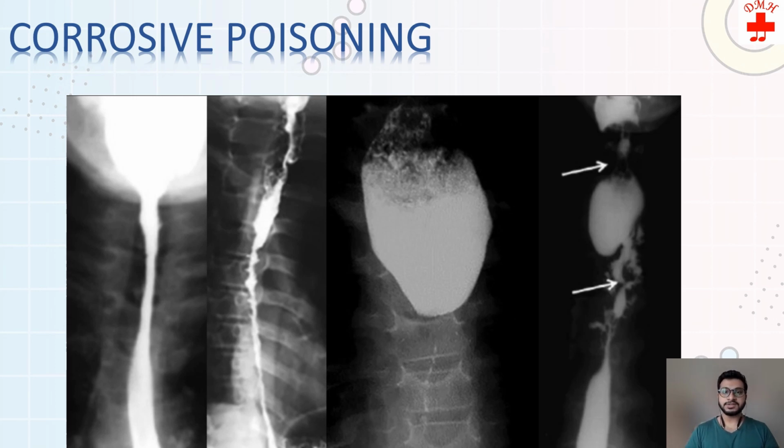So the first image on the left shows a smooth appearance of the stricture caused by corrosive poisoning. The second image shows a beaded appearance. The third image shows a complete stricture where the proximal segment is completely dilated and a very thin stream of barium can be seen. And the fourth image shows various sites of tracheoesophageal fistula post corrosive poisoning.